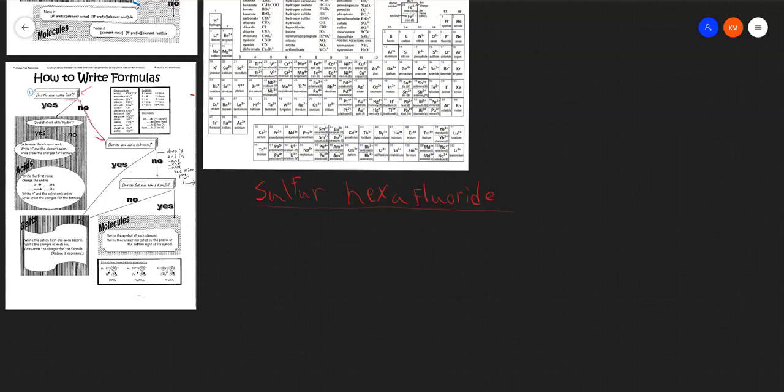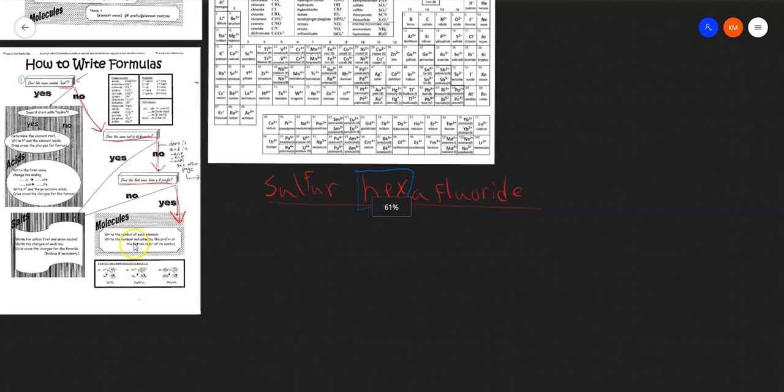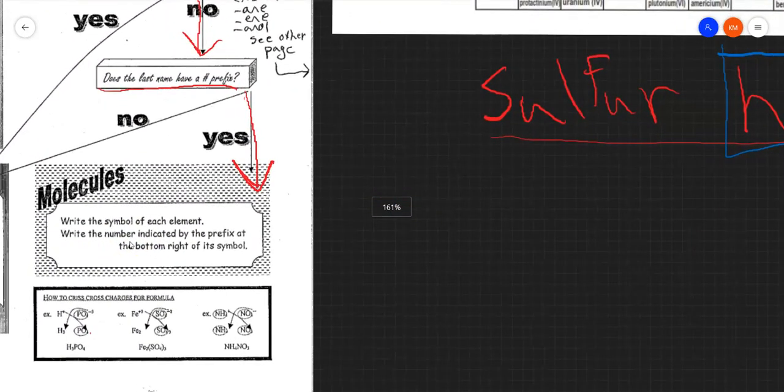Does it start with acid? No. Does it start with dichromate or end with dichromate? No. Does the last name have a prefix? Yes. And that's something important to recognize. Are these prefixes? So hex. So yes, right here is where we're going to be. Now I'm going to zoom in because we need to read this part here. Write the symbol for each element. Write the number indicated by the prefix at the bottom right of its symbol.